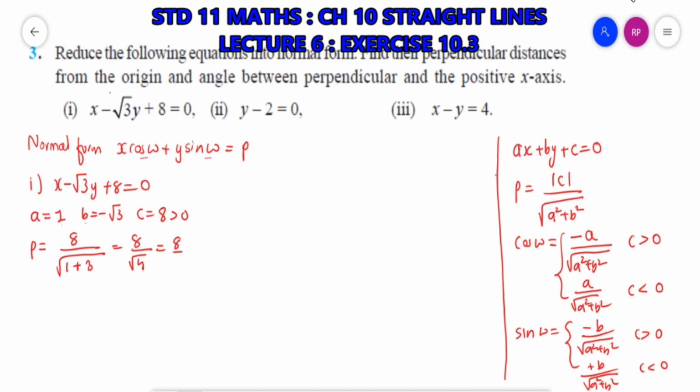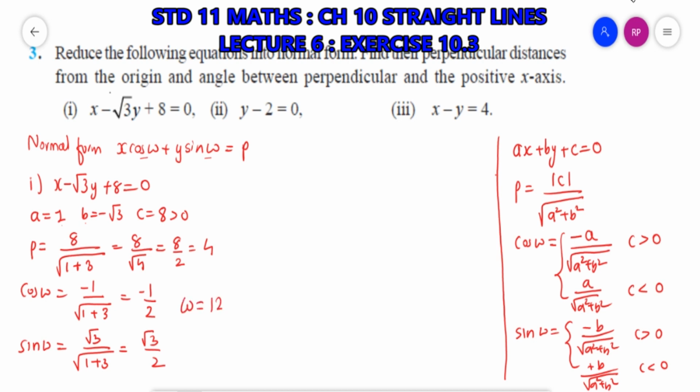Sine omega will be equal to minus b, right? So minus of minus root 3 upon root of 1 plus 3, that is equal to root 3 by 2. Now see, cos is negative, sine is positive. So it is in the second quadrant, remember it's in the second quadrant. So I can write down omega is equal to 120 degrees or 2 pi by 3.